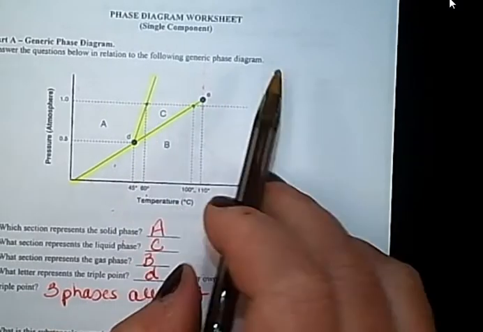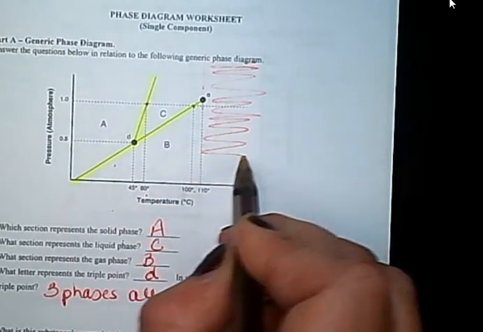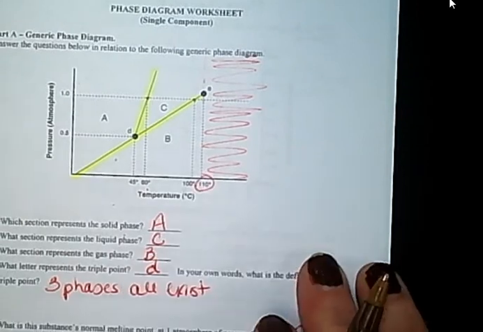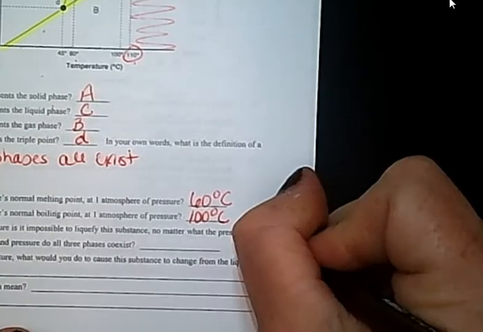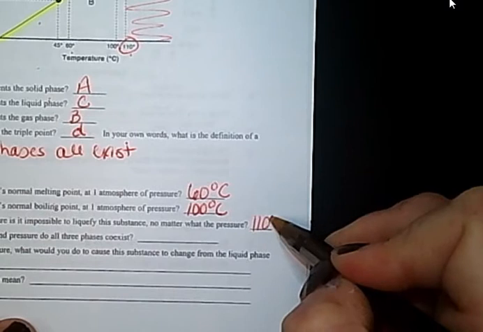So anything above or on this side of the line can never, ever, ever be a liquid again unless you reduce the temperature. So that critical point happens at 110 degrees Celsius. So my critical point, no matter the pressure, where I can never put it into a liquid again, is 110 degrees Celsius.